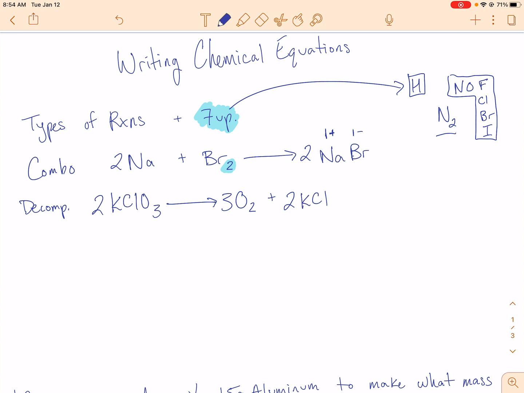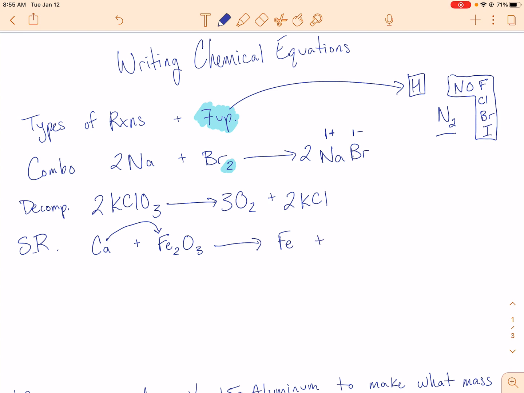Third type of reaction would be a single replacement. In a single replacement, you have one item by itself, and it is trying to attack or react with something else. So the metal is going to attack the metal. Remember to check the chart on the back to see if it's possible. If you're writing the equation, it probably will be possible, but that kicks out that element and puts it by itself.